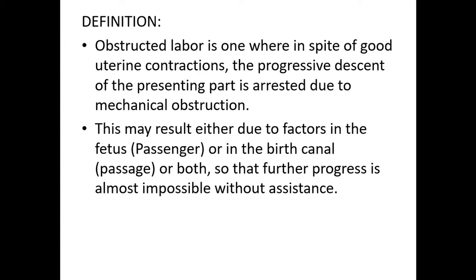For example, if it is a big baby and a small pelvis, the obstruction can occur because the patient may have good uterine contraction but the baby is not able to pass through the pelvis. So further progress is almost impossible without assistance.